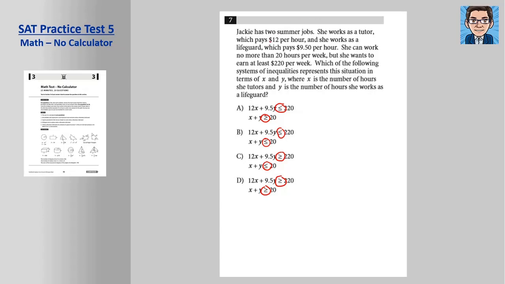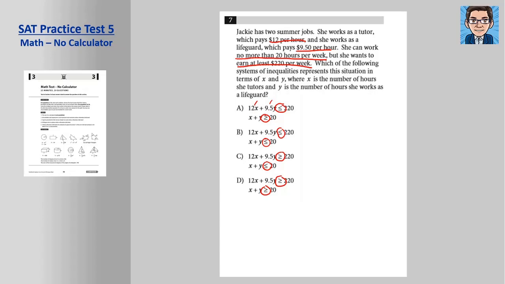So she's working for $12 an hour, $9.50 an hour. The important part is she wants to work no more than 20 hours per week and earn at least $220 per week. So this first part, this and this, tells us how much she's going to make. If we multiply 12 times the number of hours and 9.5 times the number of hours, that's going to get our total money.